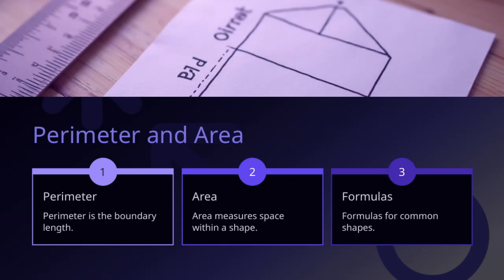Let's talk about formulas for common shapes. First, we'll focus on what we mean by area and perimeter. Area measures the space inside a shape. Think of it as the surface that the shape covers. Perimeter, on the other hand, is the total length around the boundary of the shape.